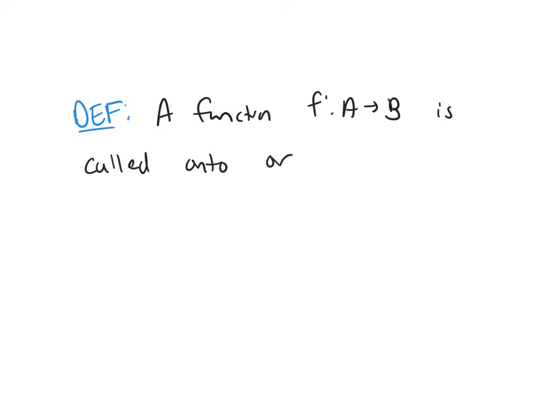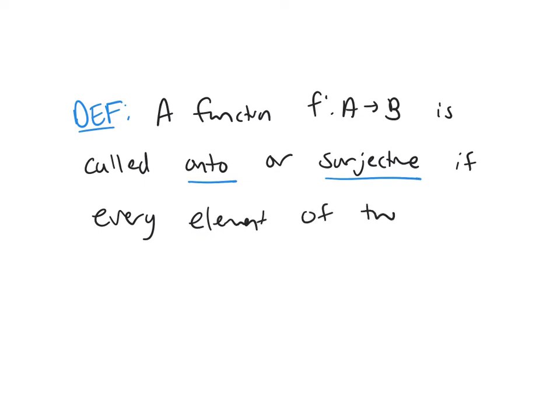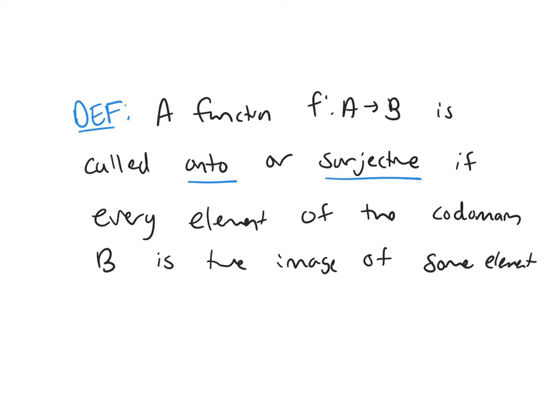So, definition: a function f from A to B is called onto or surjective if every element of the codomain B is the image of some element of A.